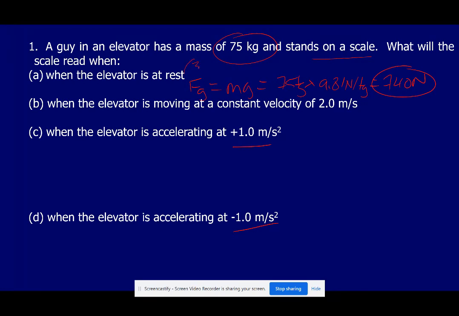Now, part B is a trick. On a test, I might mark this out of 3, so you have to show the formula, sub into the formula, and give me the answer, that sort of thing. Part B would actually be out of just 1. That's because I'm hoping everyone will see that moving at a constant velocity, even though it's 2 meters per second, still means no acceleration. So you get the same weight as before.